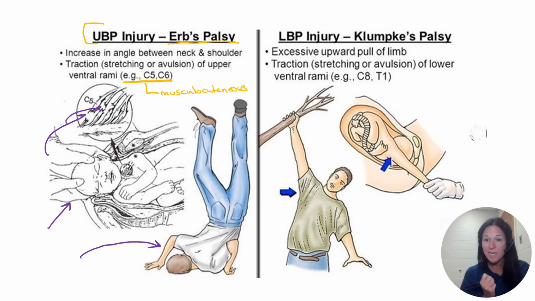Well, musculocutaneous controls the anterior compartment of the arm. So let's just think about biceps brachii. What does it do? It flexes the arm, it flexes the forearm. It's also responsible for supination. So are we going to be able to do those things if we have damage to the upper brachial plexus or the superior trunk? Probably not.